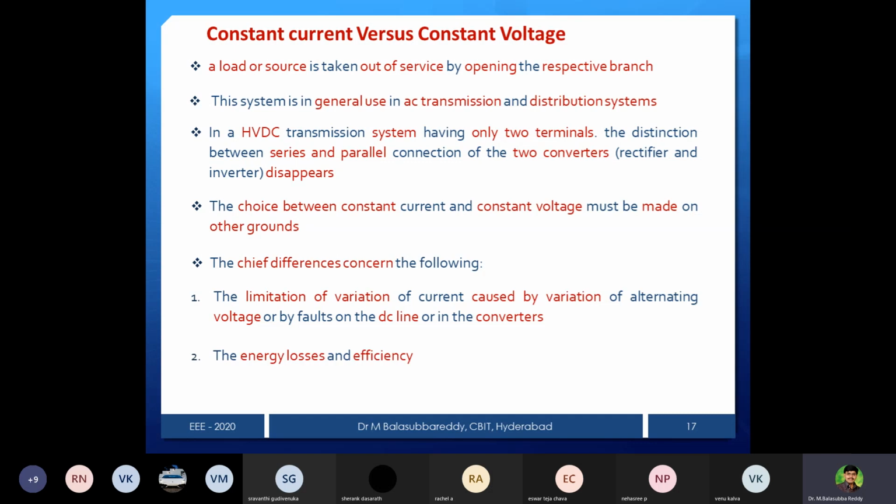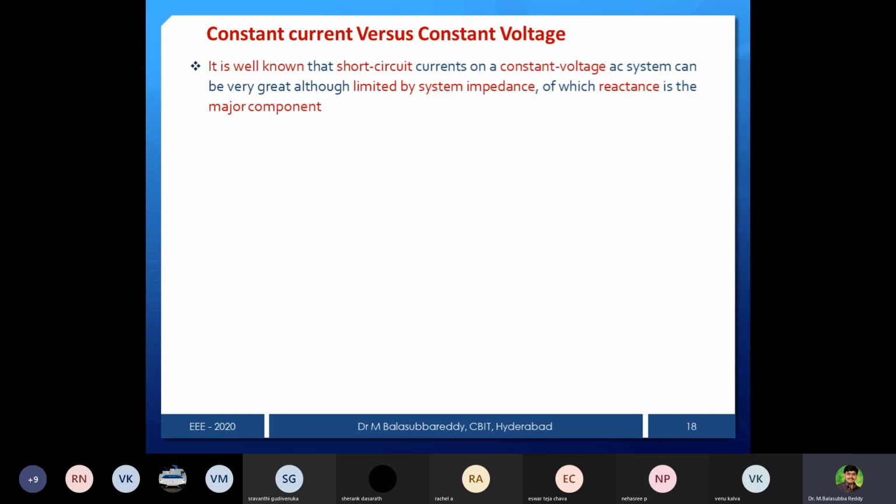And the energy loss and efficiency, these are the differences concerned as follows. We need to consider these two things. It is well known that short circuit currents on a constant voltage AC system can be very great, limited by the system impedance. So normally when the system impedance is there, preferably a reactance, if any short circuit occurs, that will limit the fault current. The impact is limited by the system impedance, so that takes care of the AC system side.